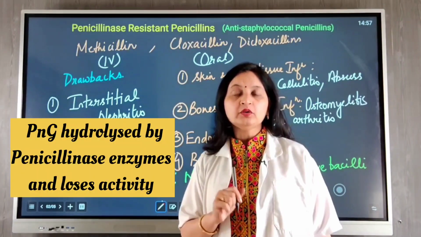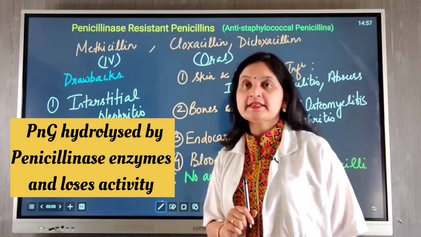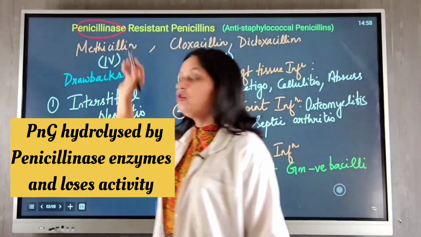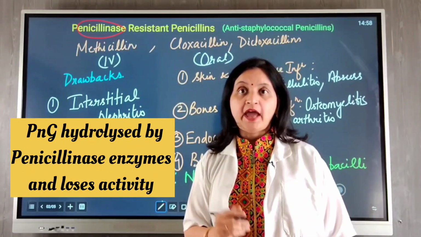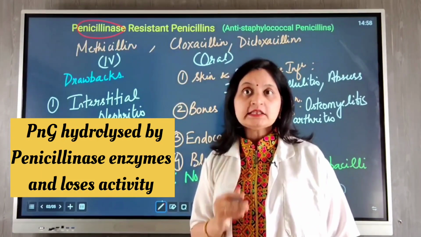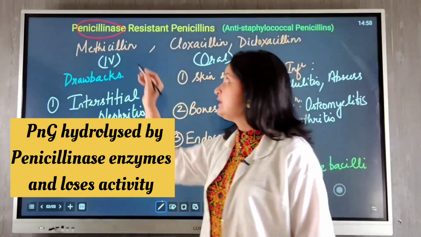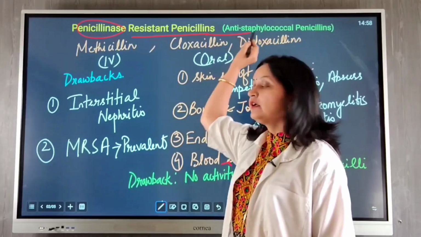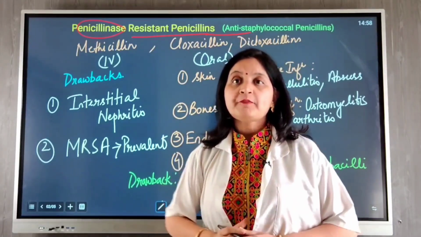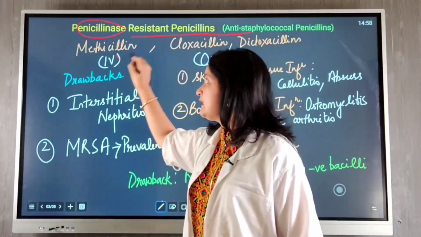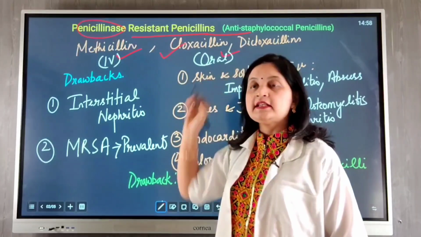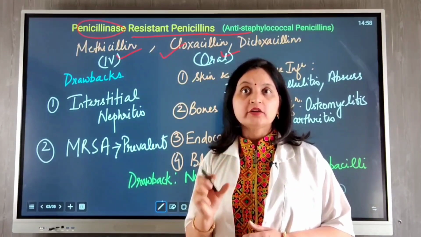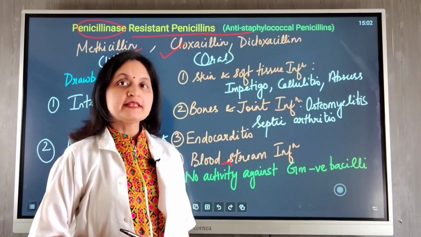Now, it is important to note that penicillin G, or natural penicillin, is highly susceptible to the penicillinase enzyme that is produced by Staph aureus and gonococci, and this led to the development of penicillinase resistant penicillins, also known as anti-staphylococcal penicillins. This group of penicillins, which includes methicillin, cloxacillin and dicloxacillin, is highly effective against infections that are caused by Staph aureus.